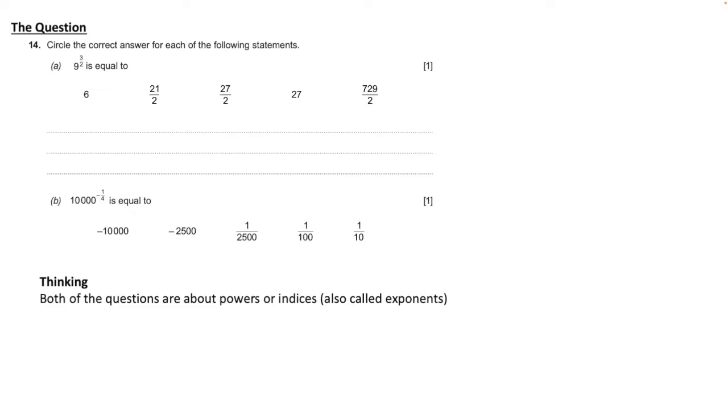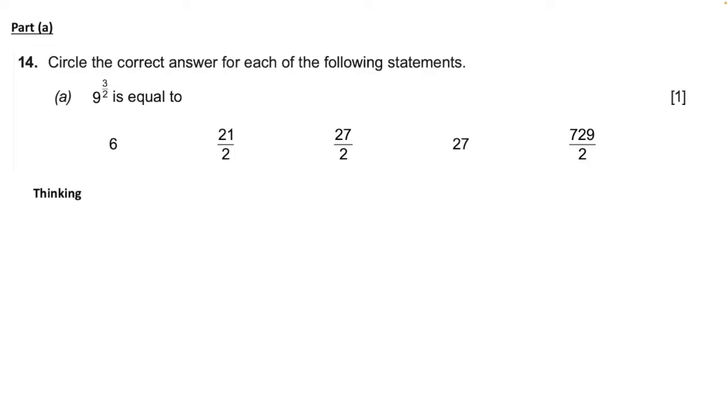Well, both of the questions are about powers or indices, which are also called exponents. We have fractions in the exponents, 3 over 2 and 1 over 4. And we have a negative in one of the exponents. So let's have a look at the first one. What do we think about this?